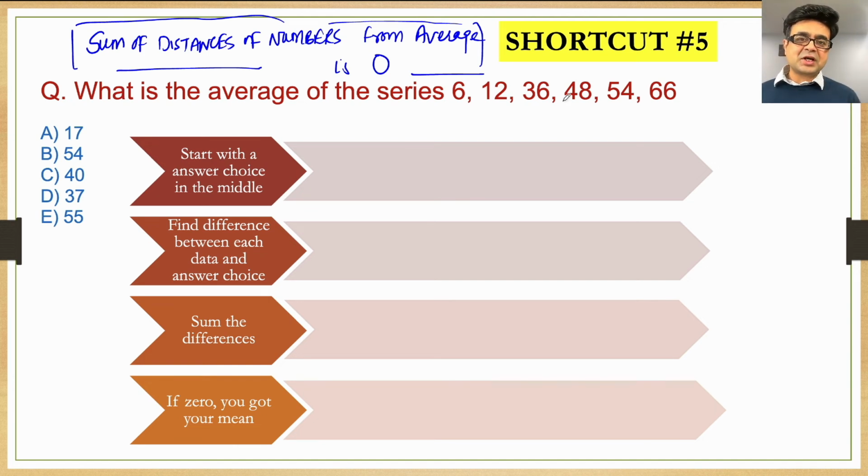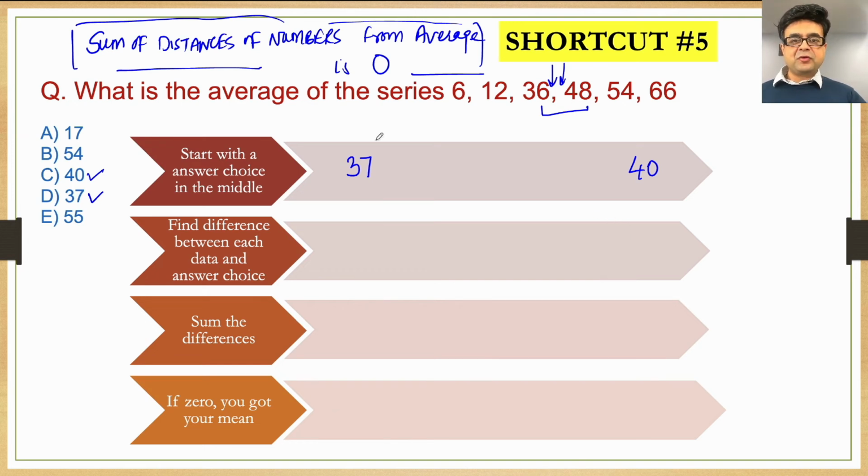So I will always start with the answer choices which are kind of in the middle. Since we have 36 and 48 here, I would start with answer choices that lie somewhere here. 37 is one of them. 40 is another one of them. So let's start with 37, right? So my starting answer choice is 37. But I will also do this question for 40 so that you get a better understanding of what we are doing here.